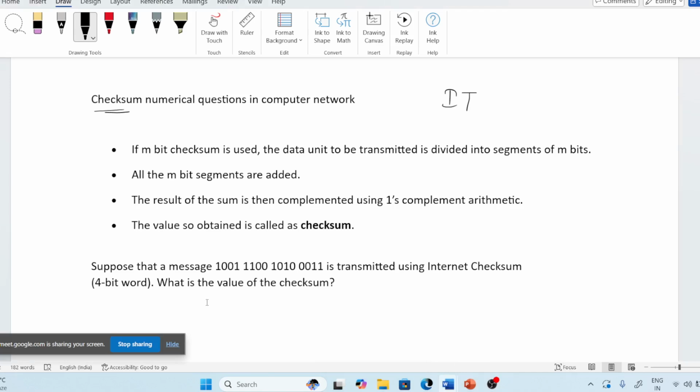Let's suppose this is the question which is visible to you. Suppose a message, this is the message that you want to transmit. As we have discussed in our OSI layer, in the OSI layers the data goes in some format. Anyone, please let me know in which layer of the OSI model the data goes in the format of bits?